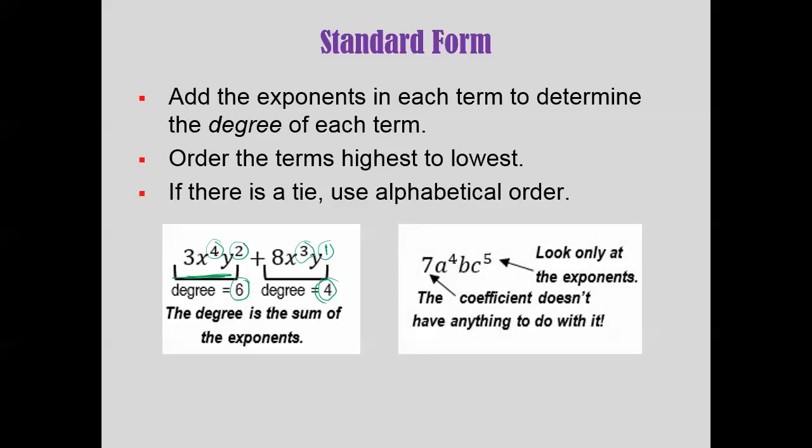You look only at the exponents to determine the degree. Even if there's nothing there, you know it's a 1, right? This 7, nothing to do with it. Has nothing to do with the degree. The coefficient does not have anything to do with the degree.